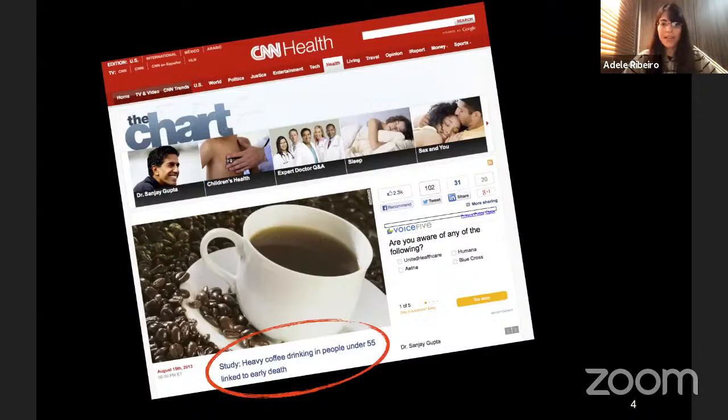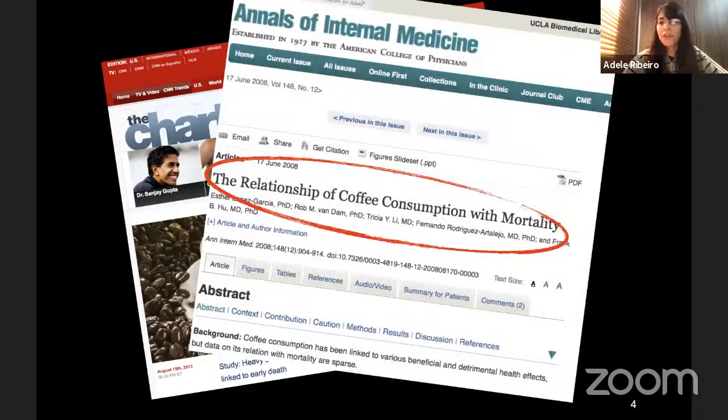And this is another news where they are showing the relationship of coffee consumption and mortality. And if you read a little bit more about the paper, they show you that there are also beneficial health effects of coffee consumption. So it's a different result. Before they were saying that it's linked to early death, and now they are saying that there are beneficial effects. So what's going on here? Why are the results changing?